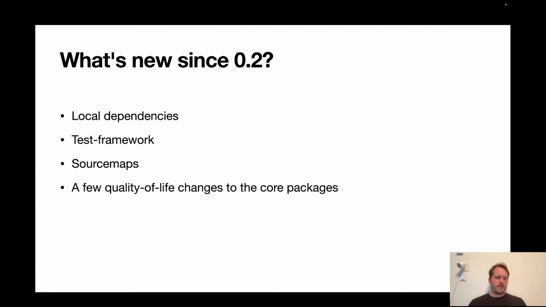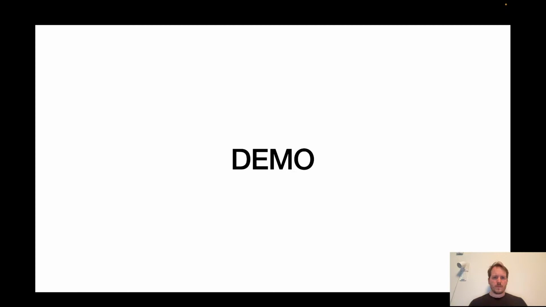And the new feature of Gren 03 is Sourcemaps, and Sourcemaps enable debugging of actual Gren code in the Node.js debugger and in the browser. In addition to those things, there have been a few quality of life changes to the core package, mostly the Node.js package. Makes code a little bit easier to write. And with that, let's just jump straight into the demo.